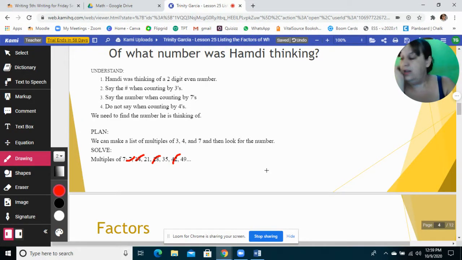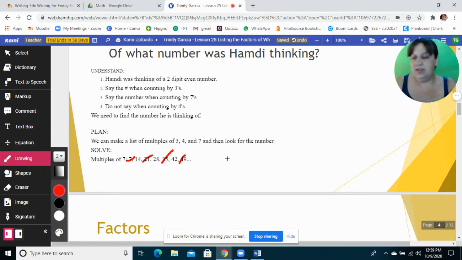Okay, now, oh, I'm sorry. I did that wrong. Let me undo that for a second. Let's see. Sorry, we can cross out the odd numbers because he's picking an even number. Sorry about that. Okay, so we're going to cross out this one, and this one. Okay, that leaves us with 14, 28, and 42.